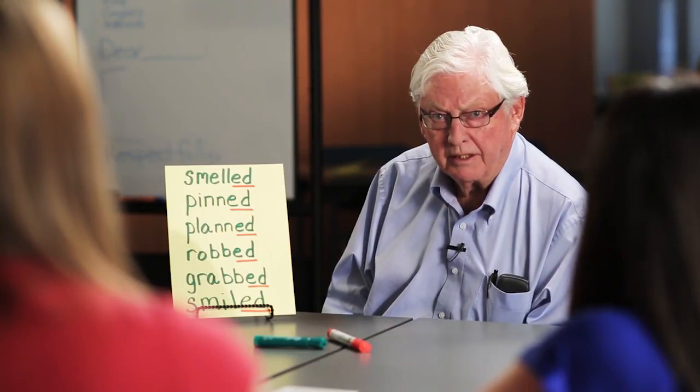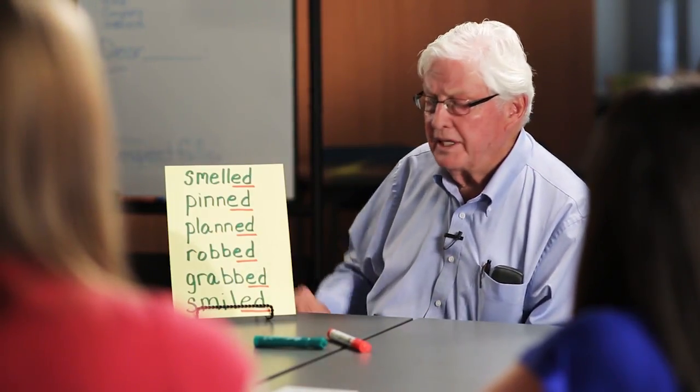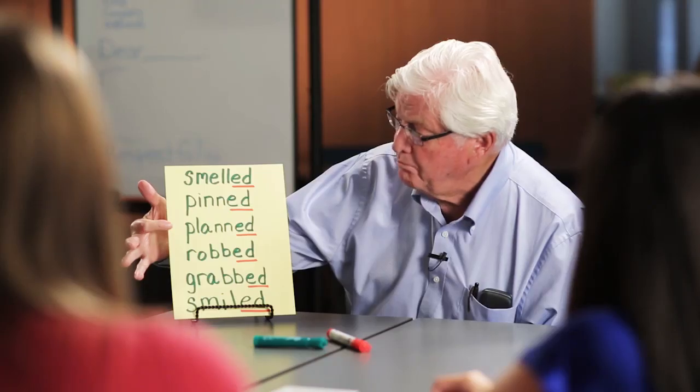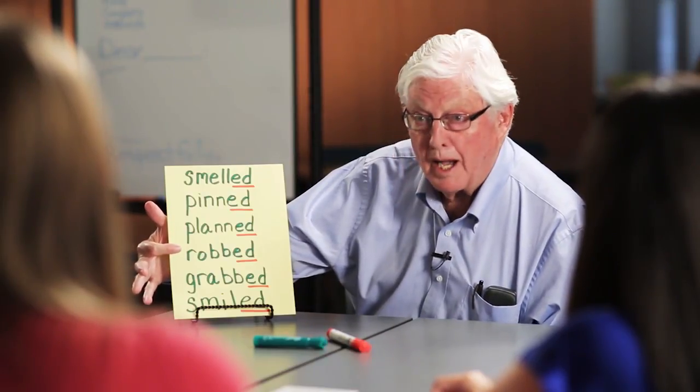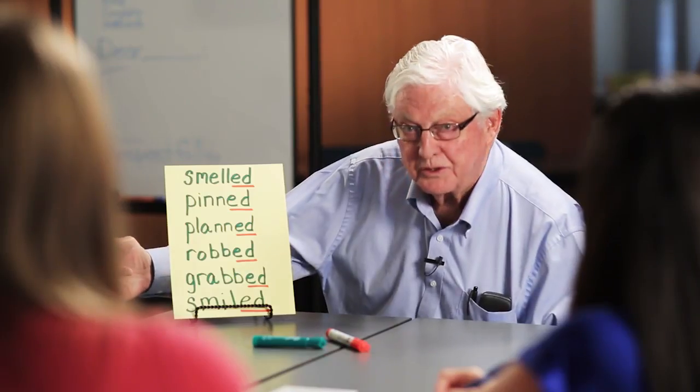Another small group may need intensive decoding and spelling instruction. Okay, so all the words that we have spelled have a suffix ed at the end, and the ed is pronounced d. Can we all say d? D. Okay, now let's read the spelled words. Smelled. Pinned. Planned. Robbed. Grabbed. Smiled. Now, can you say them all together? Smelled. Pinned. Planned. Robbed. Grabbed. Smiled. That's terrific. Thank you.